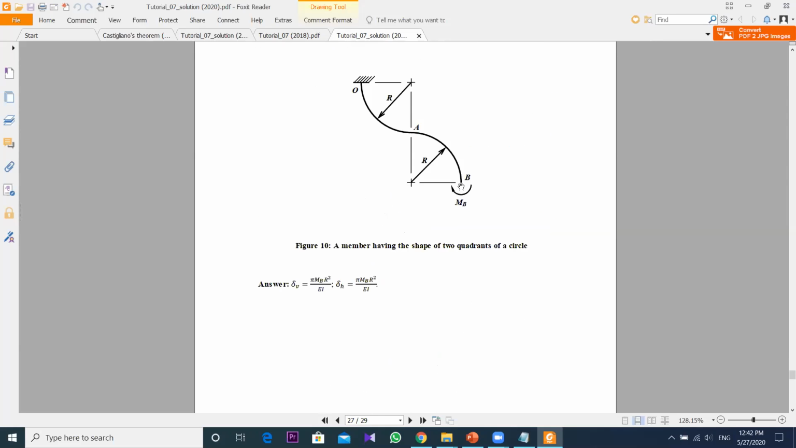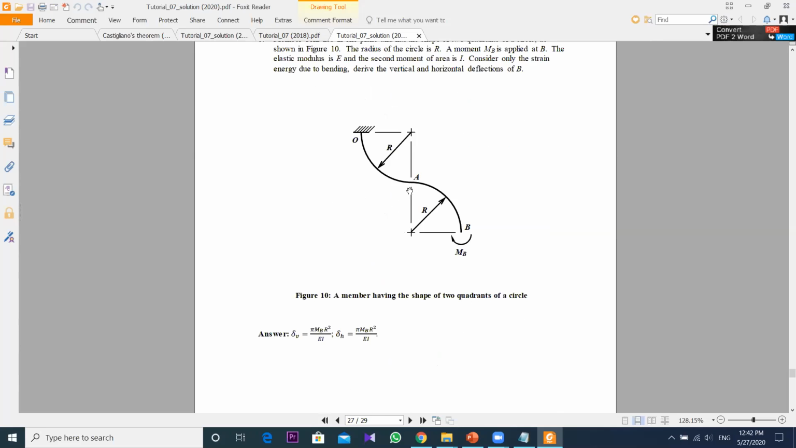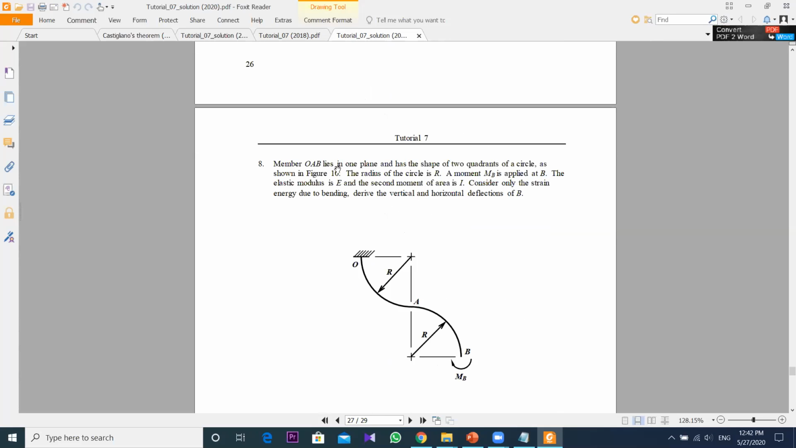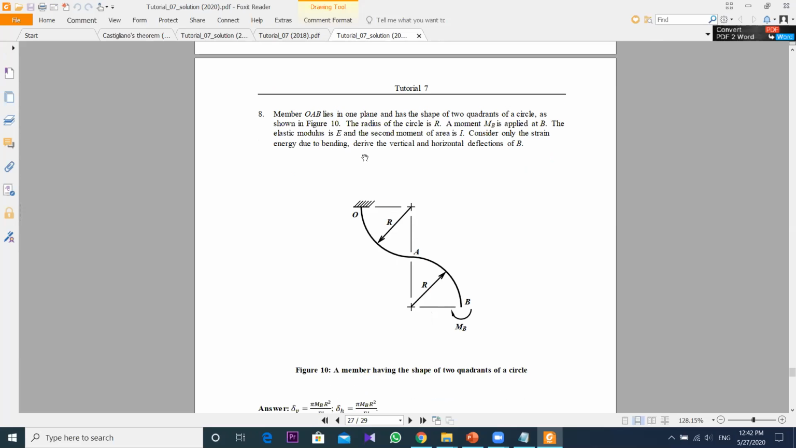Eighth one, there are two curved beams combined together, no? The member OAB lies in one plane and has a shape of two quadrants of a circle as shown in the figure. The radius of the circle is R. A moment MB is applied at B. The elastic modulus is E and the second moment of area is I. Consider only the strain energy due to bending. Find the vertical and horizontal deflection of B. Okay, this point, vertical and horizontal deflection you should find out.